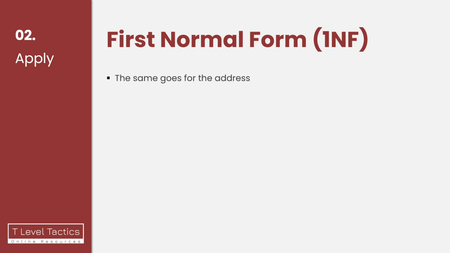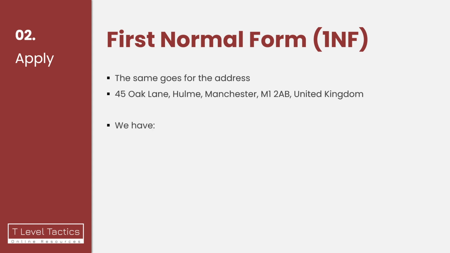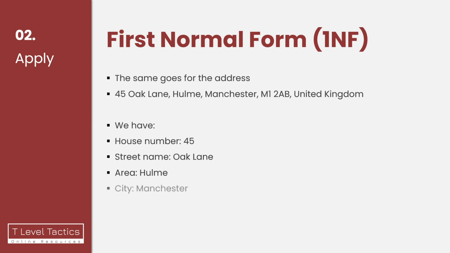The same goes for the address, 45 Oak Lane, Hulme, Manchester, M1 2AB, United Kingdom. Here we have the house number, 45, the street name, Oak Lane, the area, which is Hulme, the city, Manchester, the postcode, M1 2AB, and also the country, United Kingdom.